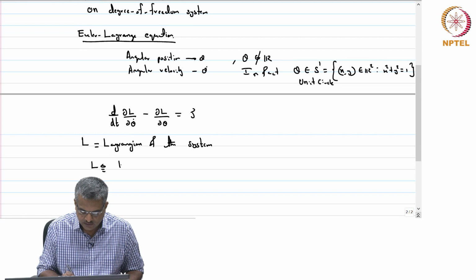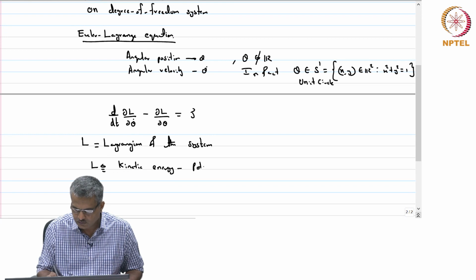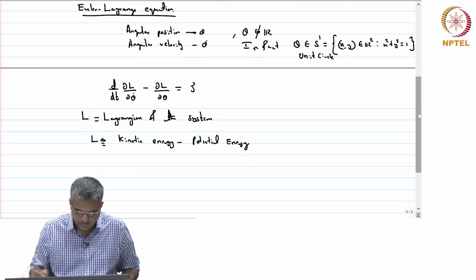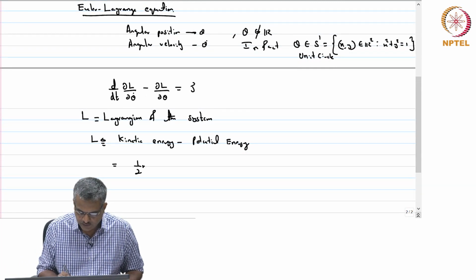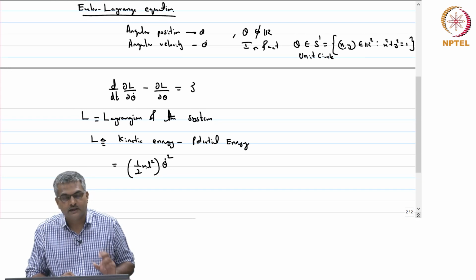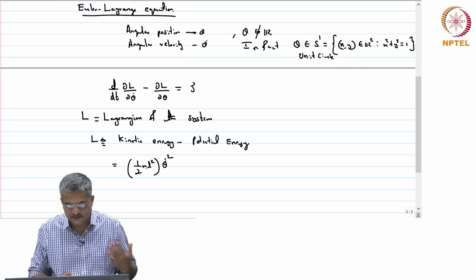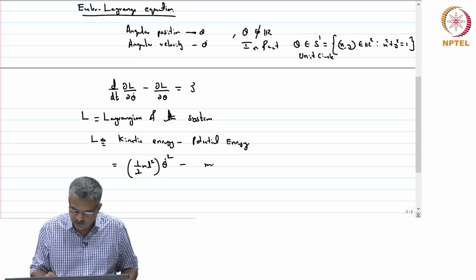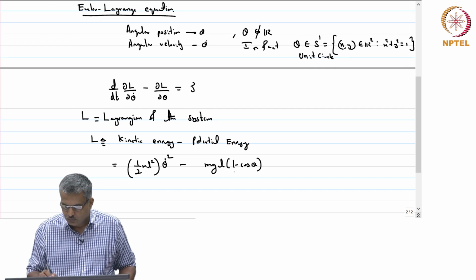L is defined as kinetic energy minus the potential energy. So, what is the kinetic energy here in this case? The kinetic energy is half ml square, because we have assumed a point mass, into theta dot square, right. So, ml square is the inertia of the point mass. So, kinetic energy is half I the velocity square, minus, we will take the potential energy as mgl into 1 minus cosine theta, right.